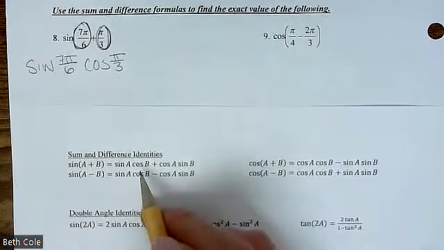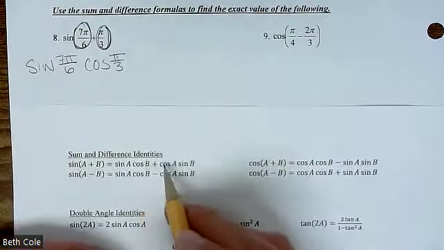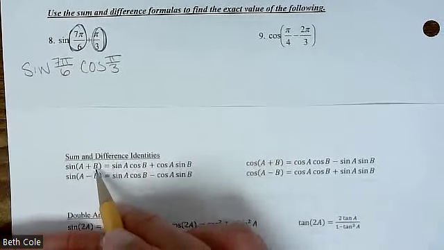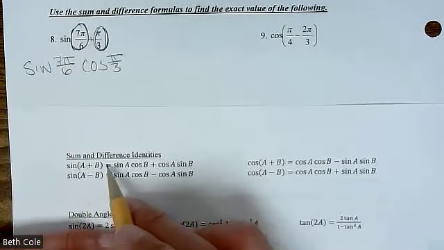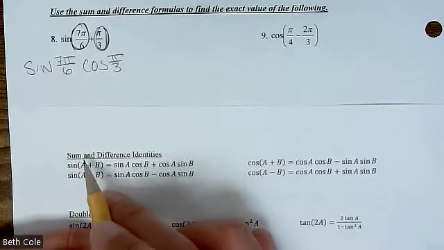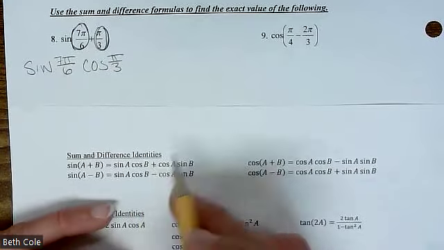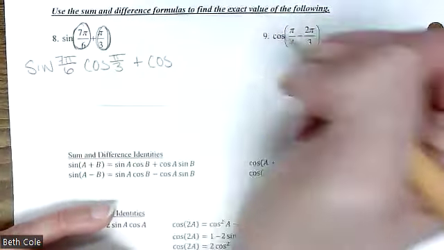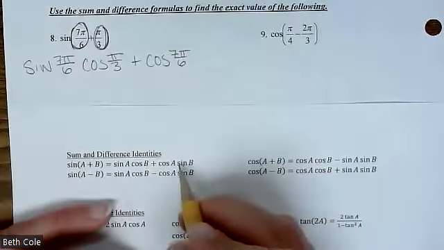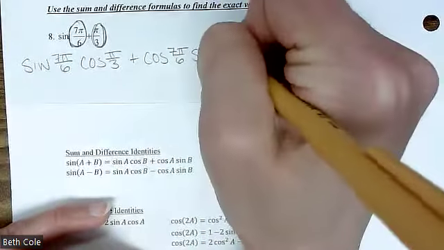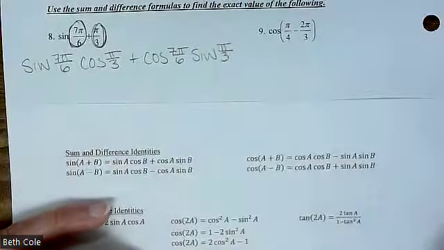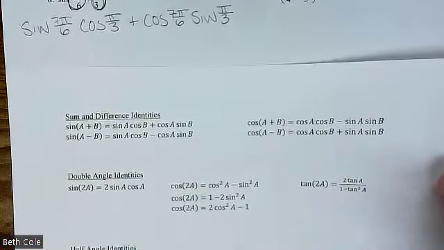And then what comes next? I want you guys to just read, because if I read to you, it's not going to do you any good. What comes next? Plus. Cosine of A, which is 7 pi over 6. And then sine of pi over 3. Now we're going to draw the triangles.